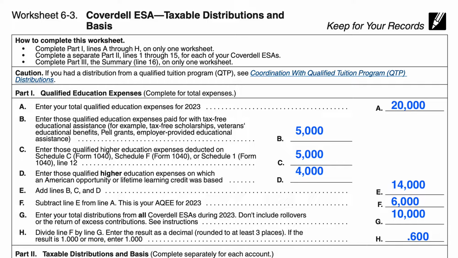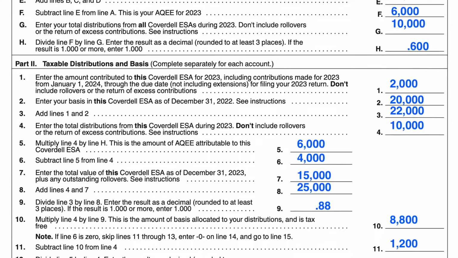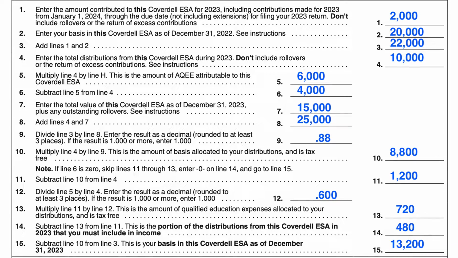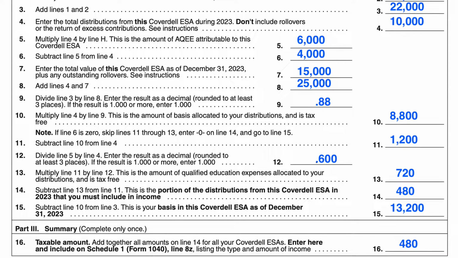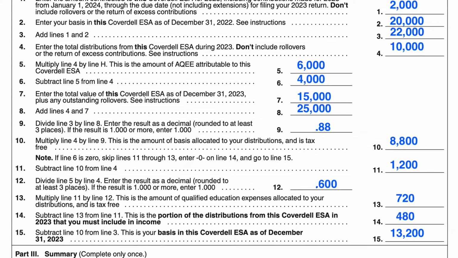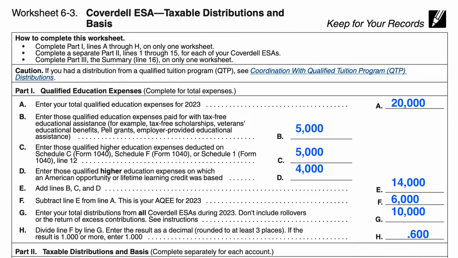So if you have multiple Coverdell ESAs, you will only need to complete part one for one of those accounts. However, you will need to complete part two for each Coverdell ESA that you have. So if you have three, then you would be doing part two 3 times. And then finally at the bottom in part three, you would basically summarize all of the amounts contained right here in line 14. You would add the total of those 3 Coverdell ESA amounts. So let's go ahead and start at the top of the form.